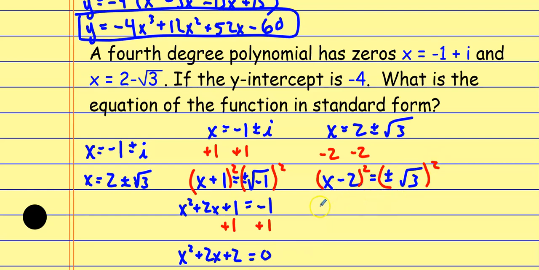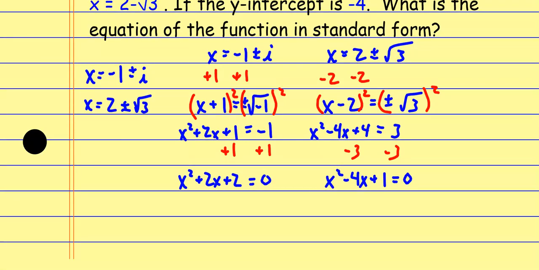Again, take this off to the side. x minus 2 times x minus 2 is x squared minus 4x plus 4. Over here, when I undo this square root, that just gives me a 3. And I'll subtract that 3 from each side. So I get x squared minus 4x plus 1 equals 0. So now I know that the two factors of this polynomial were x squared plus 2x plus 2 and x squared minus 4x plus 1. Well, I'm not done yet. Those are the two factors for my polynomial. Ready? We've got to multiply those out.